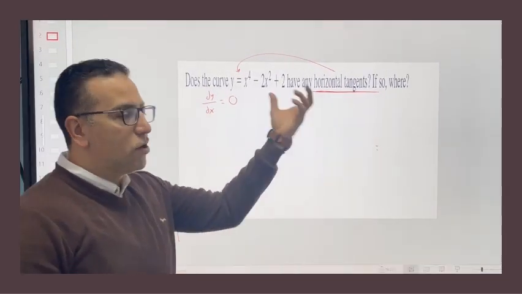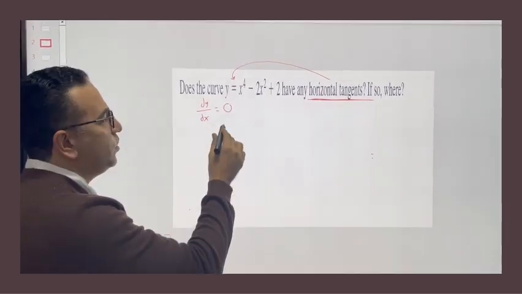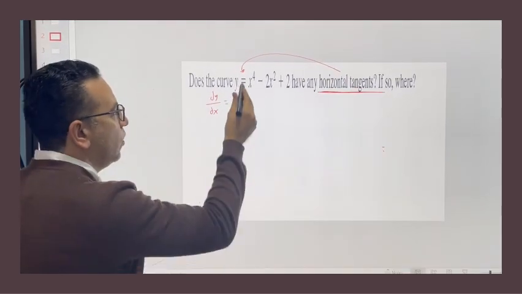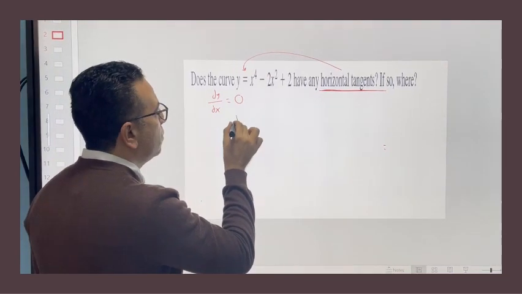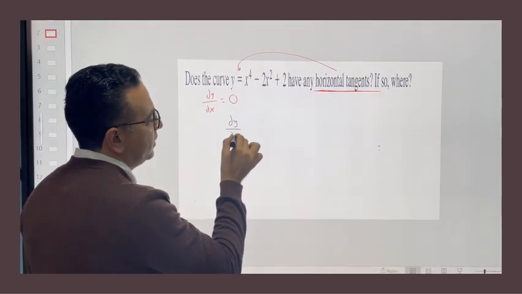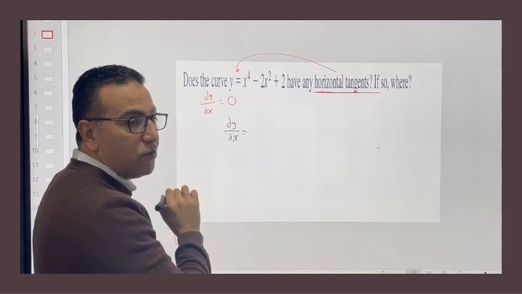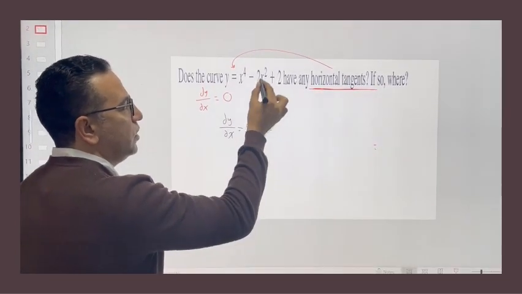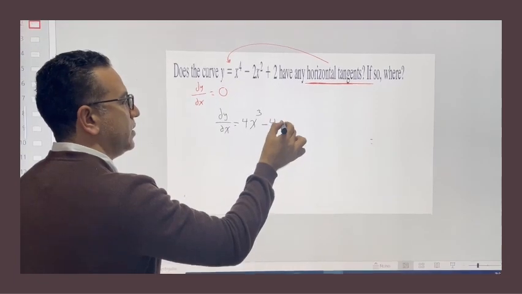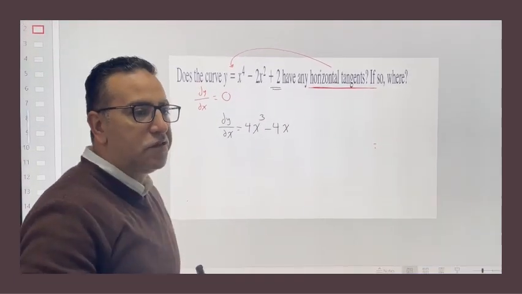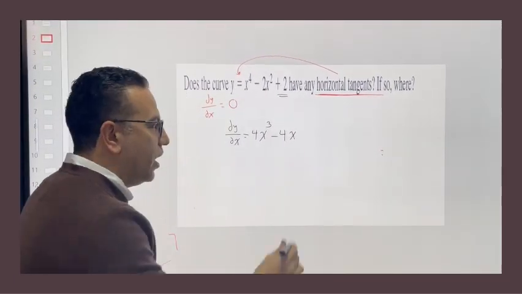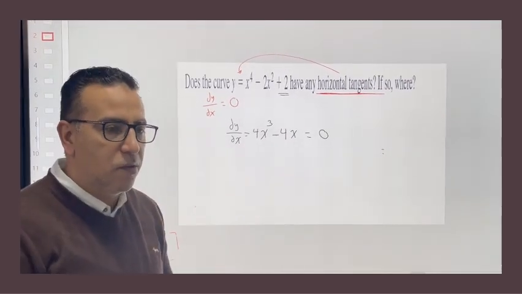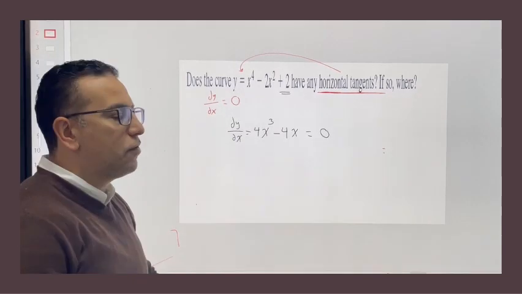If I want to find the horizontal tangent to a function, I need to find the first derivative dy by dx. y is equal to x to the power 4, so dy with respect to x is equal to 4x to the power 3 for x to the power 4, minus 4x for 2x squared, and any number, its derivative is equal to 0. Now I need to make the derivative equal to 0: 4x to the power 3 minus 4x.